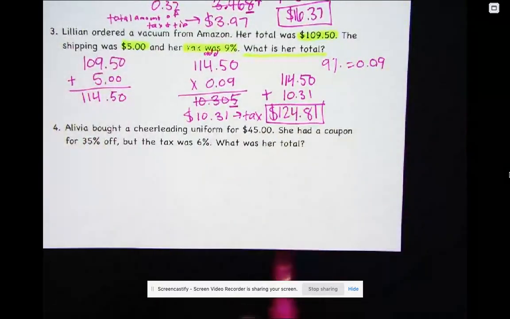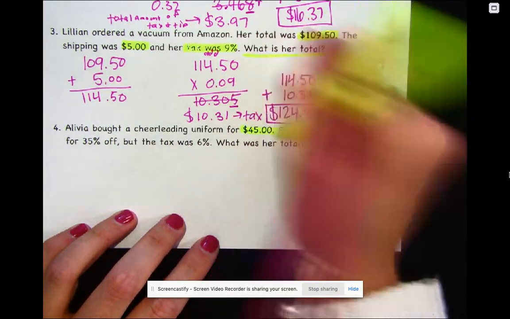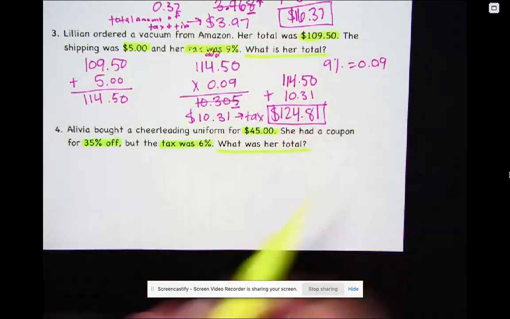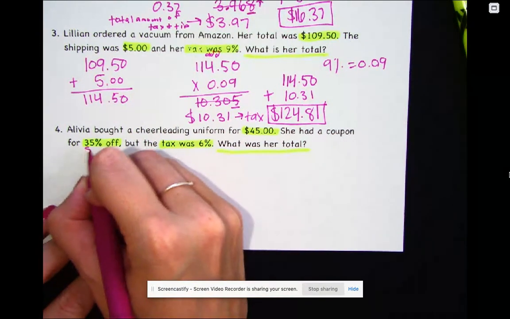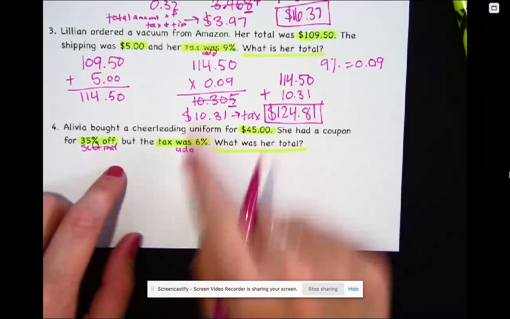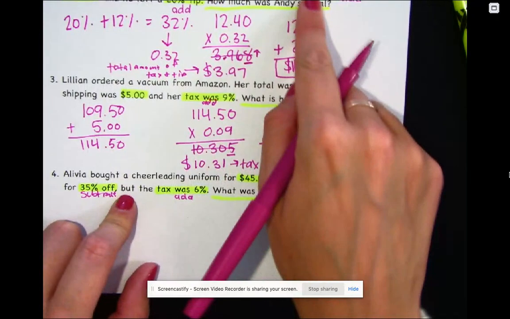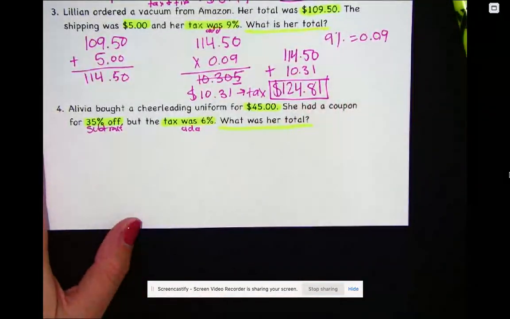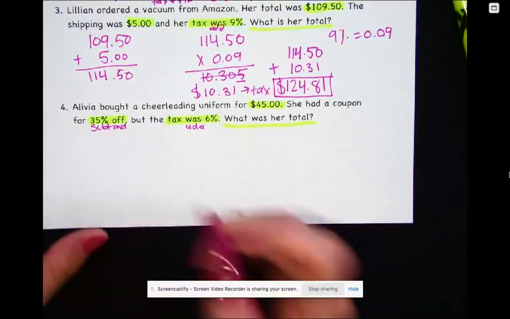Okay, number 4. Olivia bought a cheerleading uniform for $45. She had a coupon for 35% off, and the tax was 6%. What was her total? Okay, so remember, this is helpful. We know that off means we're going to subtract, and we know that tax means we're going to add. So just like number 2, we cannot add those together because they're not both add. We're going to work this one out like number 1 because they are 2 different kinds of percents. So we're going to do discount first because tax is always last.